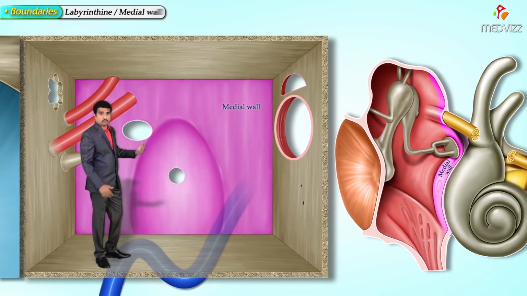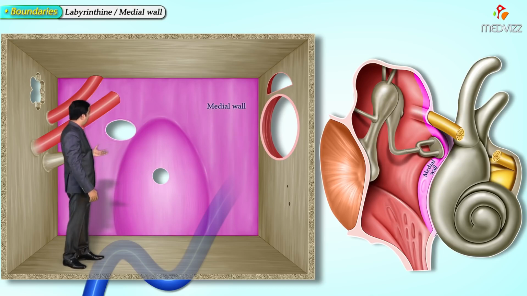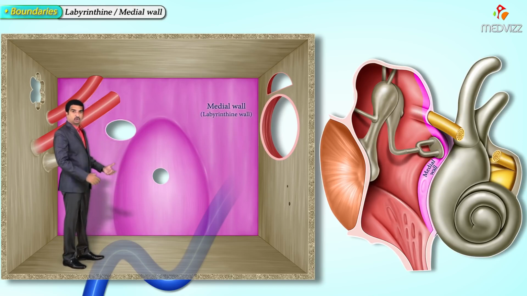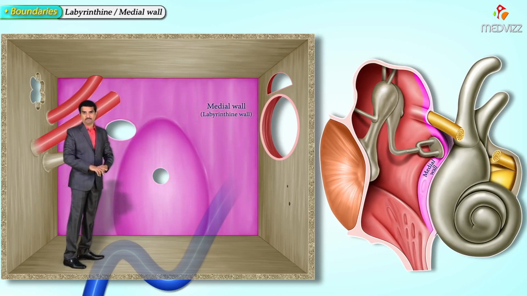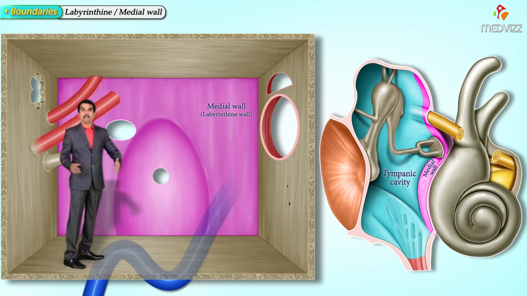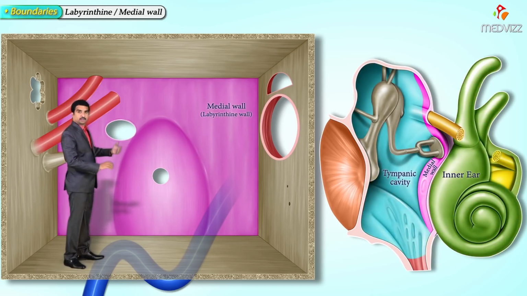So after the lateral wall, now we have to see what the medial wall is, right? This medial wall is called the labyrinthine wall. The entire structure, the wall you are seeing here, is called the medial wall. This medial wall is called the labyrinthine wall. It separates this particular tympanic cavity from the inner ear.